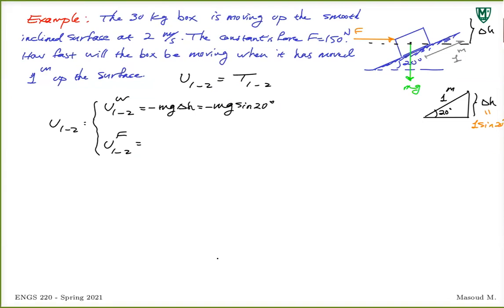Right? Delta H is positive. You have a negative in the back, so it becomes negative. If you were going down, delta H was negative. You had a negative in the back, it becomes positive. So that's it. That's the work done by the weight.